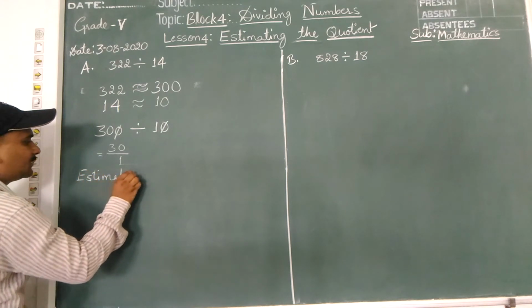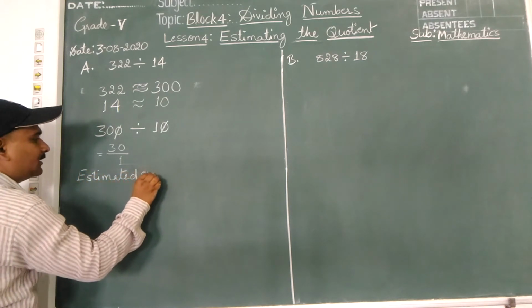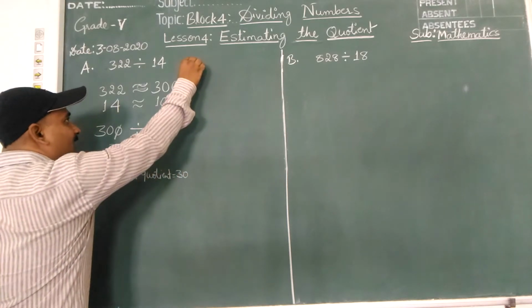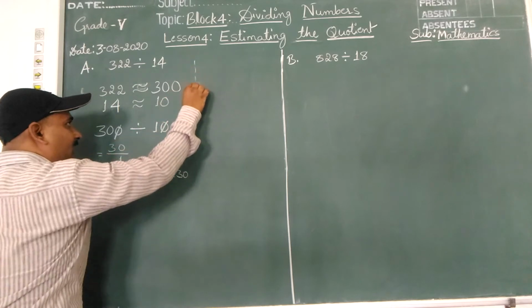Estimated quotient is 30. Okay. Estimated quotient is 30. Right?